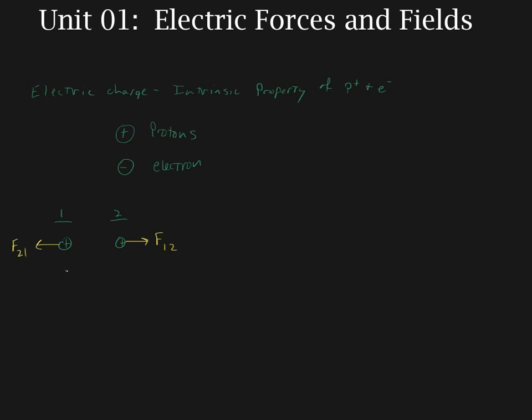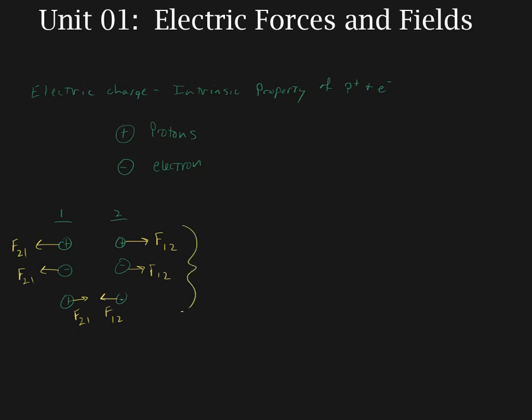If we have two negative charges, then we see the same thing happening. We have the force of charge 1 on charge 2, and we have the force of charge 2 on charge 1. And then finally, if we have two opposite charges, then we know that they will attract. So we have the force of 1 on 2, and then the force of 2 on 1.